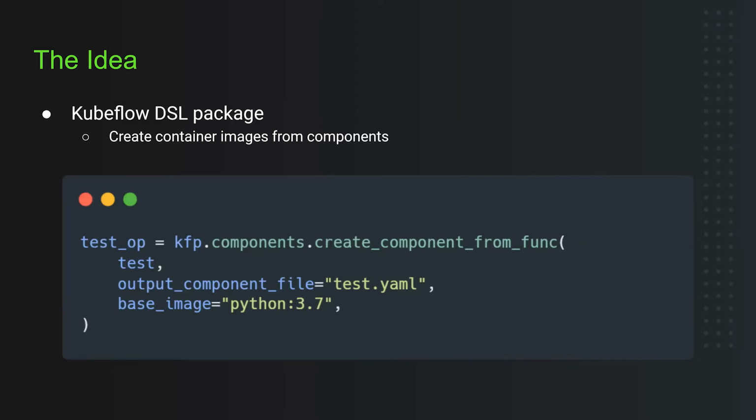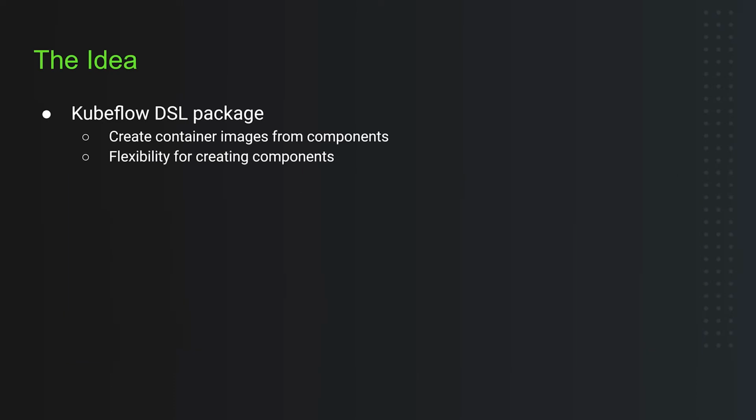Simply have a base image, your function. This is a simple way to create a component from your function. You also have a lot of flexibility for creating components. You might want to use some other image, add some more things to the image, and so on. You can do all sorts of that stuff. So the Kubeflow DSL package does a great job at allowing you to create the components and then create a graph for the components.